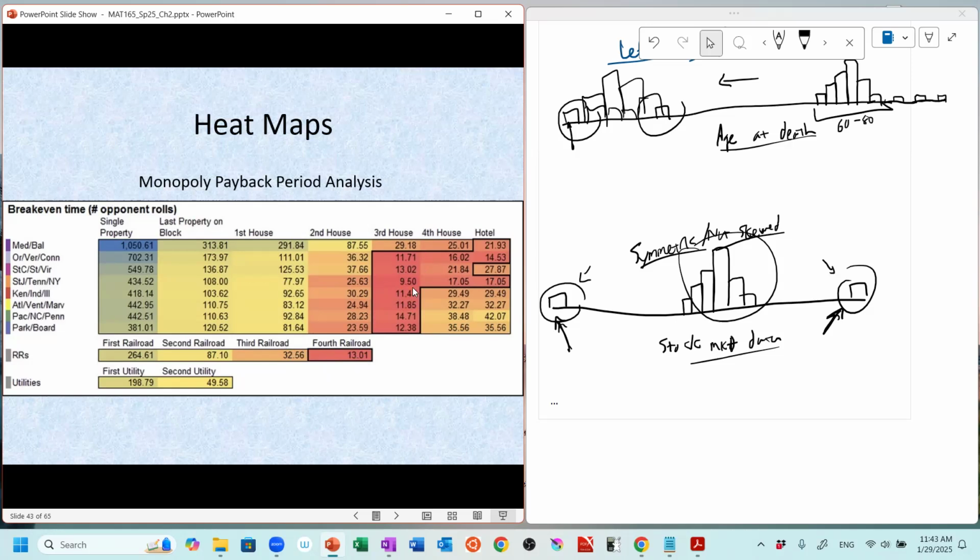So this heat map lets me see pretty quickly what the darker red areas are. Those are the better investments. What are the more blue areas off to the left here? Seems like buying the first property is never a really good investment, but you're taking that bad investment so that you can get the monopoly on that block and start building houses.